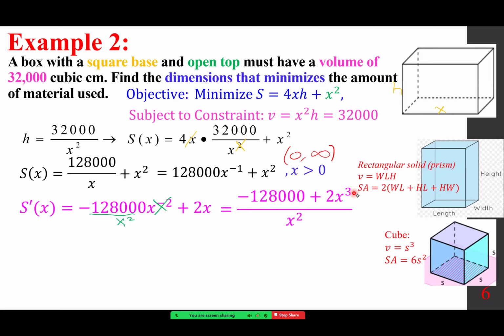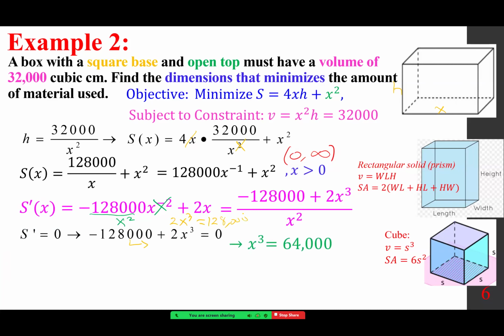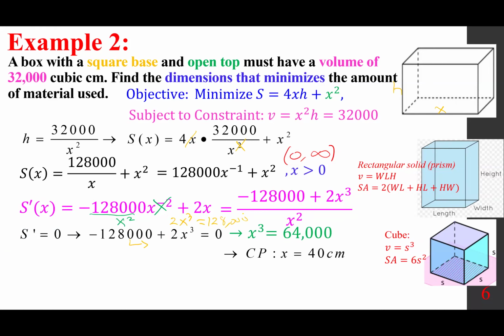Let's set the numerator equal to 0. Move: the negative becomes positive 128,000. Divide by 2, you get 64,000. Take a cube root, you get 40. And as always, you have to write the units, 40 centimeters.